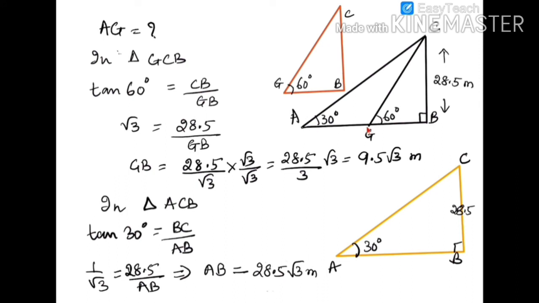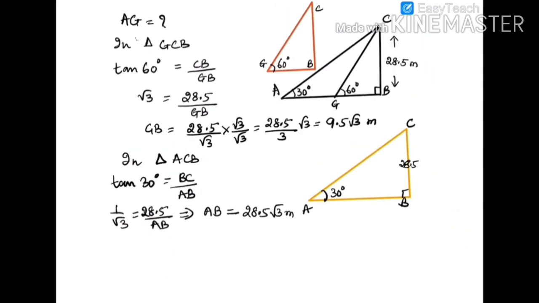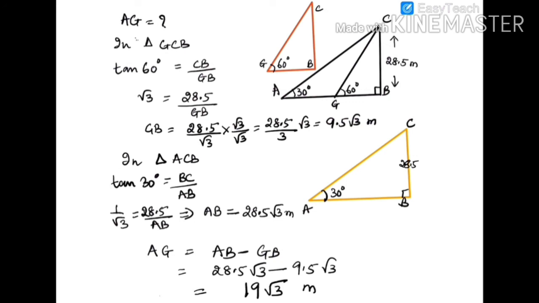Now in order to find AG, we will subtract GB from AB. So AG is equal to AB minus GB, and we have found AB as 28.5 root 3 and GB as 9.5 root 3. So when we subtract these two, we get 19 root 3 as the distance moved by the boy towards the building.